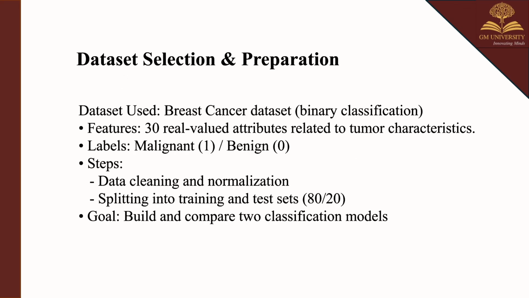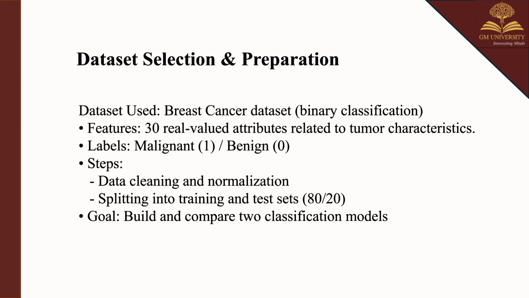Next is data selection and preparation. For this project, we used the breast cancer dataset, which is a binary classification dataset. It consists of 30 features, all describing the characteristics of the tumor, like size, texture, smoothness, and radius. The labels are 0 for benign and 1 for malignant tumors.